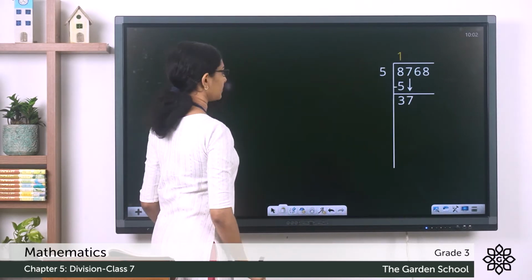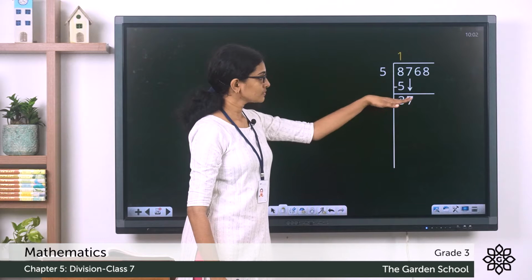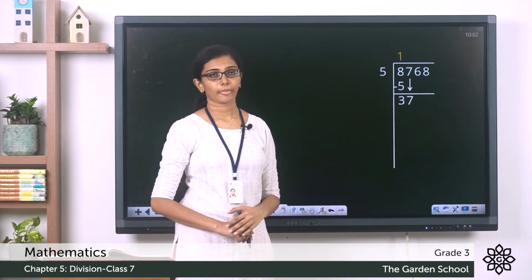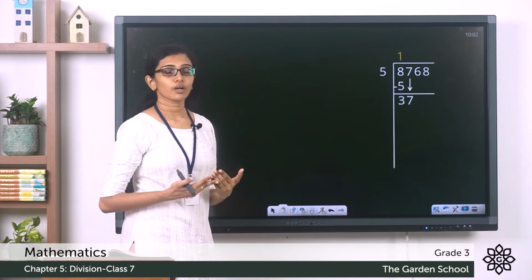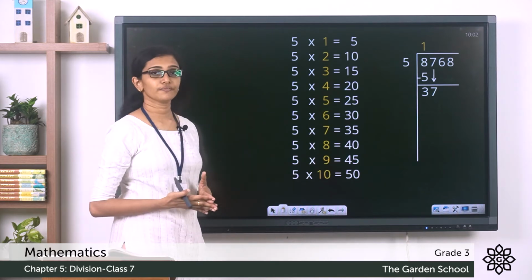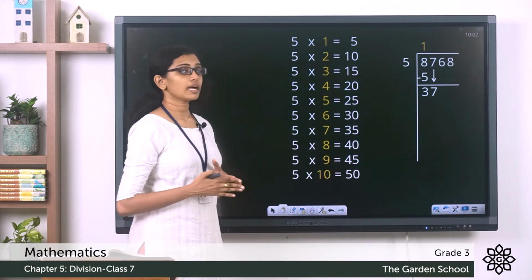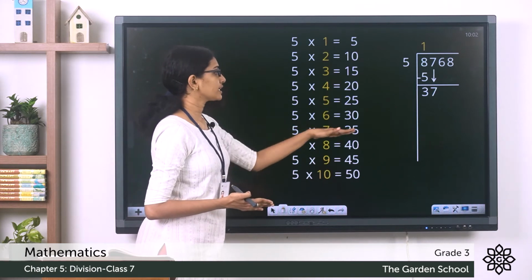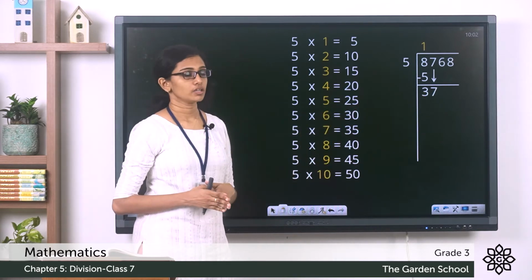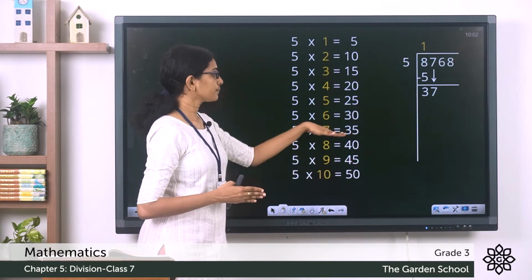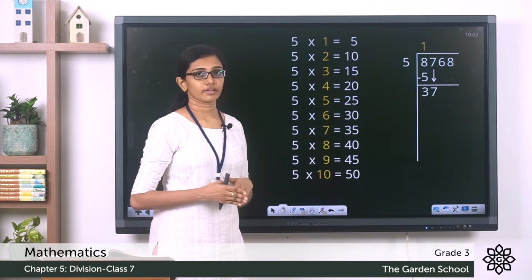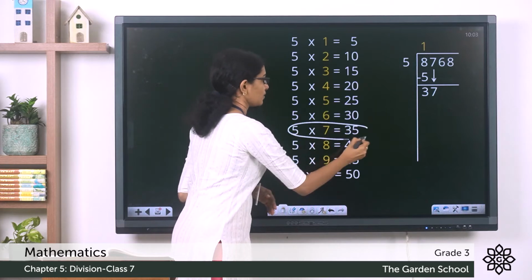Now we have the number 37 here. Now we have to do 37 divided by 5. And we have to recite the table of 5 again. 5 ones are 5, 5 twos are 10, 5 threes are 15. So from the table we understand that 5 sevens are 35, but 5 eights will be 40, which is more than the number we are considering here. So now let's take the number which gives a product or multiple which is just less than 37. So that here is 5 sevens.